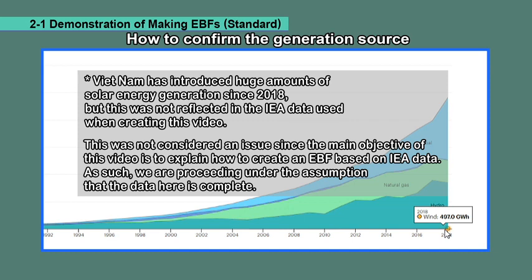I should note that the huge amounts of solar energy generation introduced from 2018 in Vietnam were not reflected in the IEA data used for making this video. This is not considered as an issue for this video, since its main objective is to explain how to create an EBF based on IEA data. As such, we are proceeding under the assumption that the data is complete.